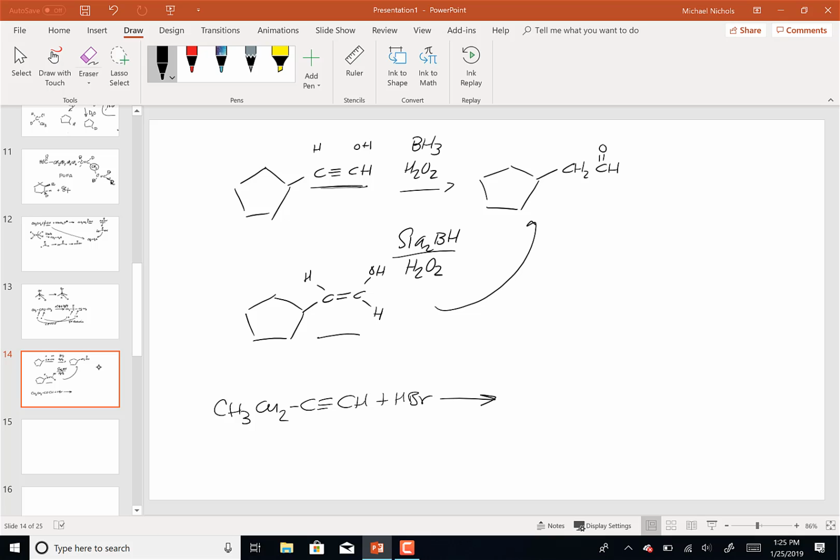So what am I adding to the triple bond? The first step, what am I adding to the triple bond? You're adding an HBr. I'm adding an HBr. So how am I adding it? Markovnikov, anti-Markovnikov. Markovnikov.